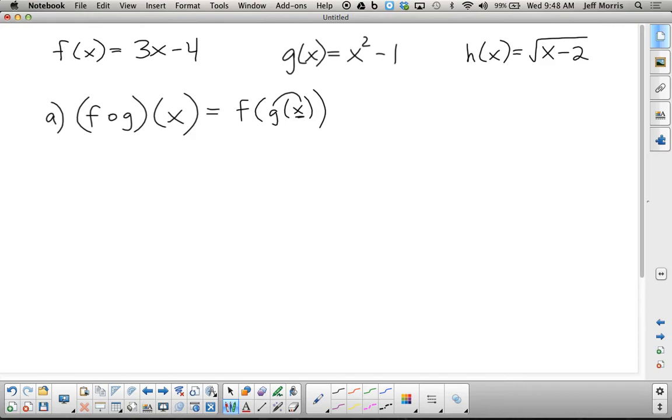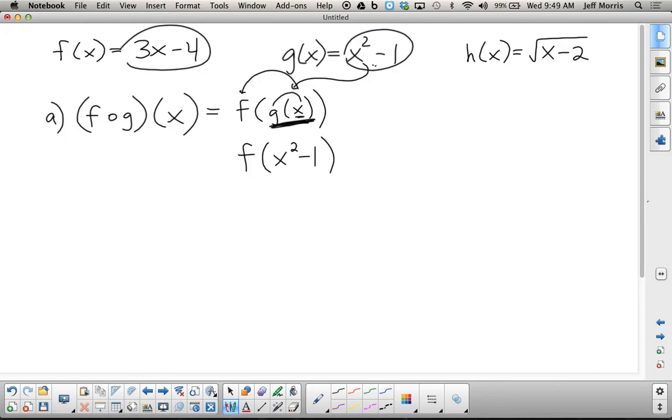But anyways. All right. So g of x is x squared minus 1. I'm going to take that and plug it into f of x. I'm taking the whole function g, x squared minus 1, and now I'm going to plug it into f. So what is f? f is 3x minus 4. I'm going to take the x out, and wherever there's an x, what am I replacing x with? x squared minus 1. That's exactly right. So I'm going to go 3 times x squared minus 1 minus 4.